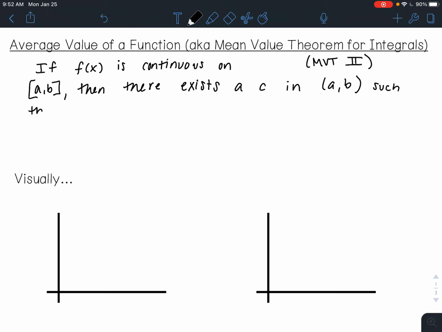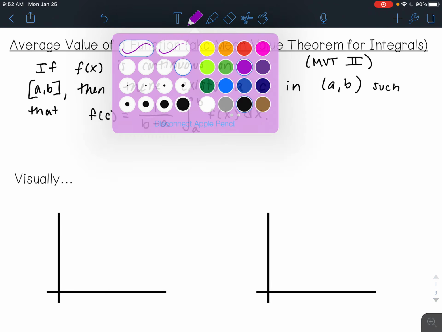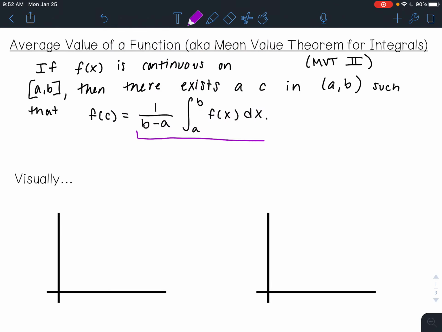such that f of c is equal to 1 over b minus a times the definite integral from a to b of f of x dx. And this expression over here is what we refer to as the average value of the function over that interval.